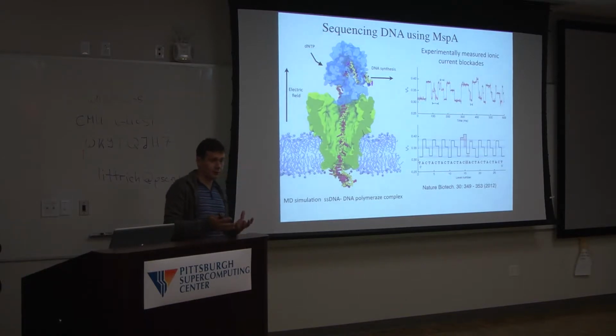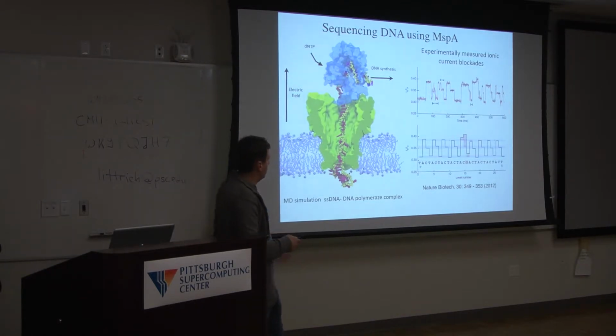So you have a tug of war here. DNA motor pushes it up, and electric field pushes it down. And that allows slowing down the process of DNA transport through this very little constriction considerably, so that you can resolve those single nucleotide steps. And that's basically what it is.